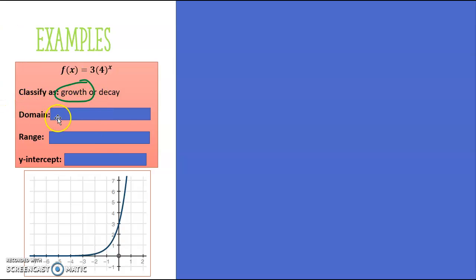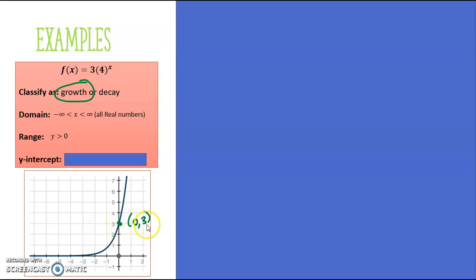The domain is then going to be all real numbers. X can be whatever it wants to be. The range is all of my positive values of y. You can see that here in the graph. And then the y-intercept for this particular graph would be the point (0, 3).